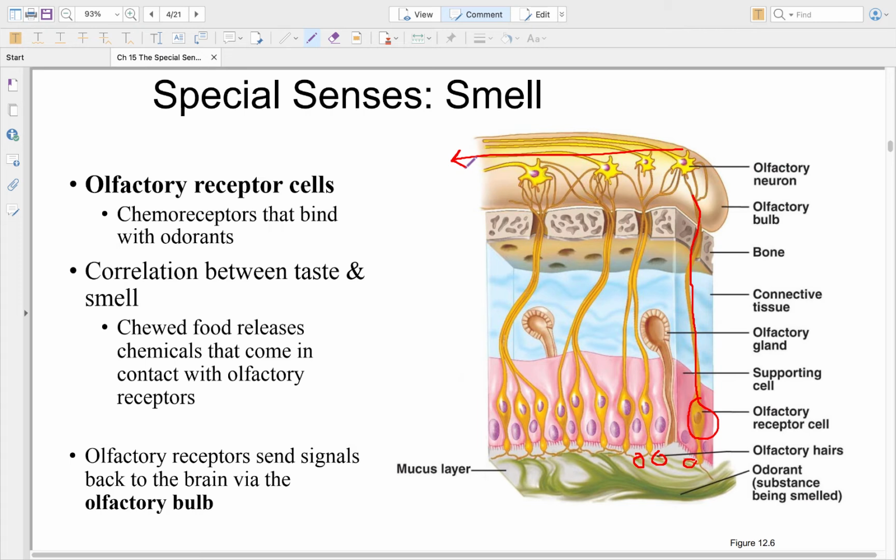So the olfactory receptors are chemoreceptors because they bind with a chemical, which is the odorant of the food, flower, whatever it is you're smelling. It is coming in as a chemical. Now, there is a correlation between taste and smell. When you chew your food, it releases odorants, and it is picked up by the olfactory receptors, which send the signals back to the brain via the olfactory bulb.